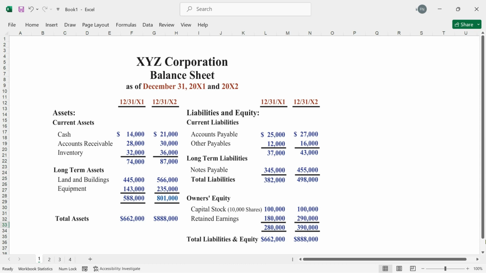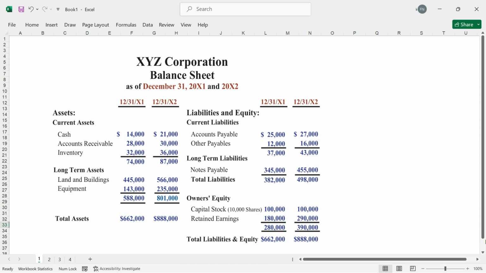12/31X1, the amount of cash was $14,000. And a year later, the balance of cash as of the close of business on 12/31X2 amounted to $21,000. This financial statement does not describe what happened between 12/31X1 and 12/31X2. It is simply stating the amount of our assets as of one point in time, the close of business on December 31st, X1, and as of the close of business on December 31st, X2. It is not a description of what happened in between.